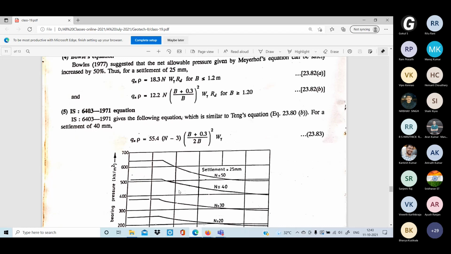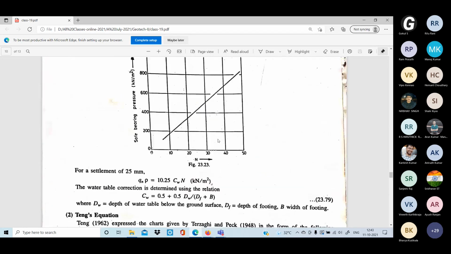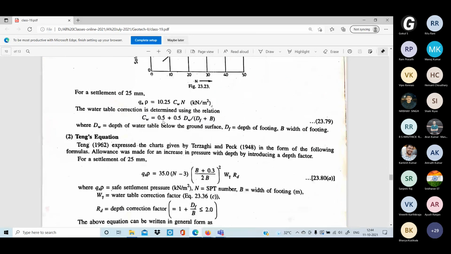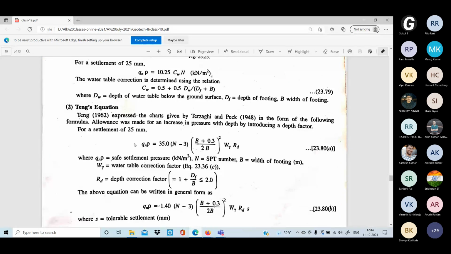Finally, the IS code has also given the allowable soil pressure for cohesionless soil. Teng also gave this particular formula in 1962, where R_D is the depth correction factor, given by 1 plus D_f by B. Already we know the water correction factor. N is the SPT number for 30 centimeters. The first 15 we neglect, and the next 15 plus 15 we consider. That also we know.